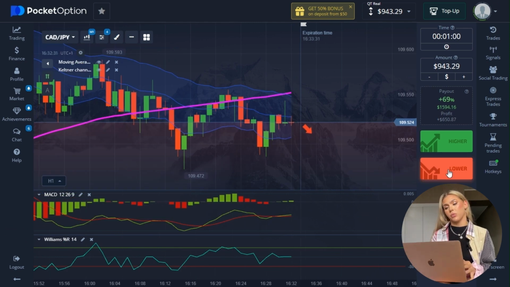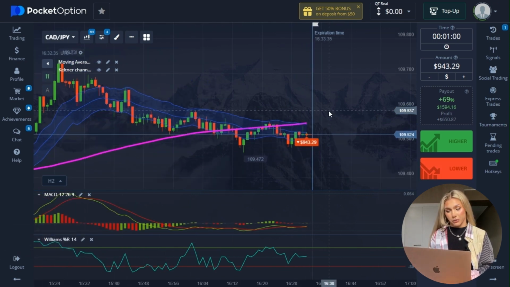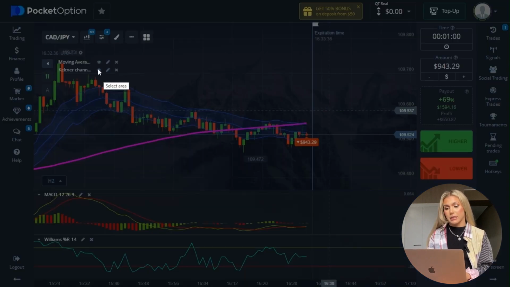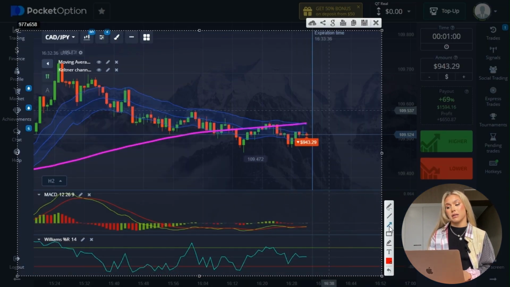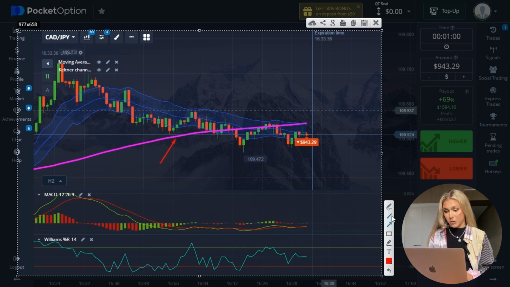Alright friends, we're opening a downward trade. Let's understand the reason behind this action. On one hand, it seems like we have an upward trend, but we need to assess the chart as a whole. As you can see, there was a strong rise about an hour ago. Do you see the candles on the left?